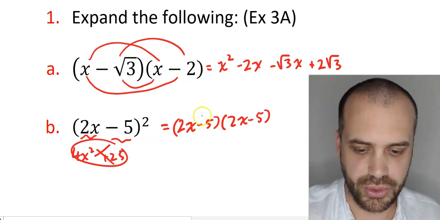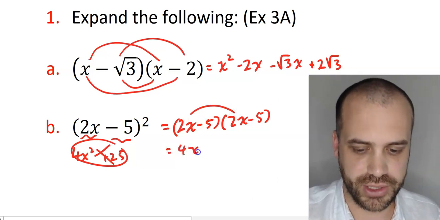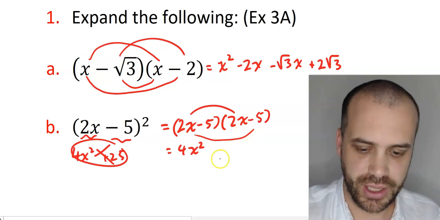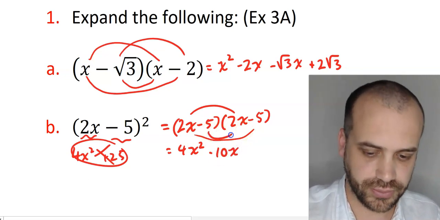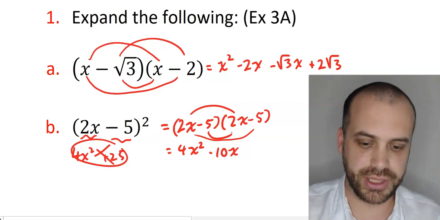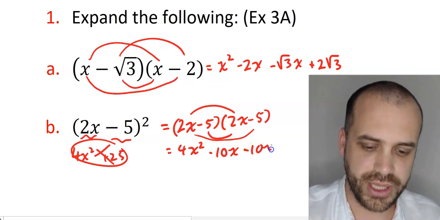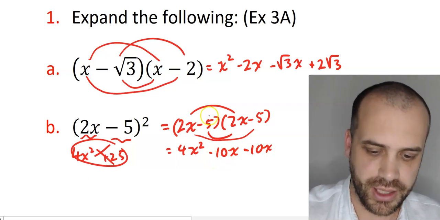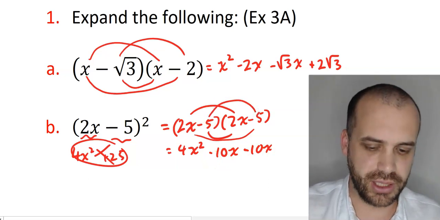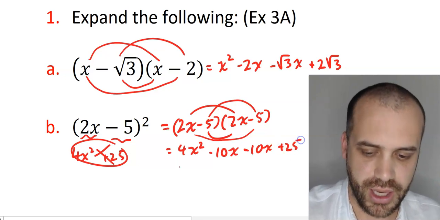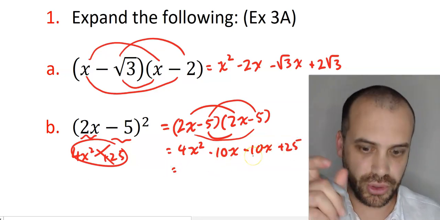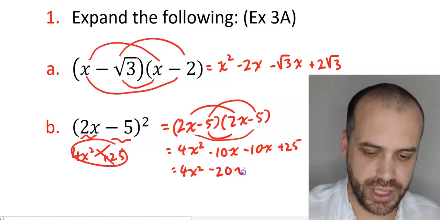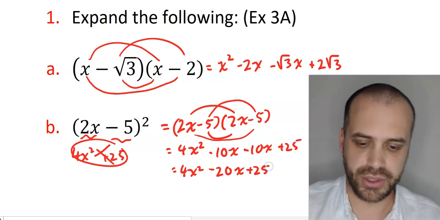So 2x times 2x is 4x squared. The outer terms here, 2x times -5 is -10x. The inner terms, -5 times 2x is -10x. You always get this repeated term in the middle when you do this kind of thing. And then our last term is -5 times -5 is +25. And you can always group those two like terms in the middle. So we get 4x squared minus 20x plus 25.